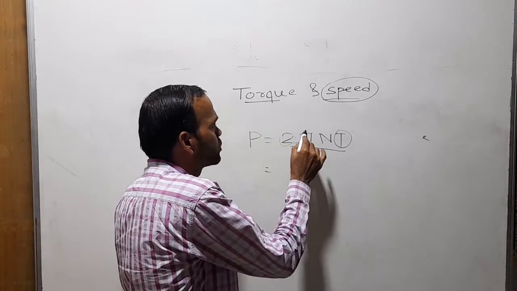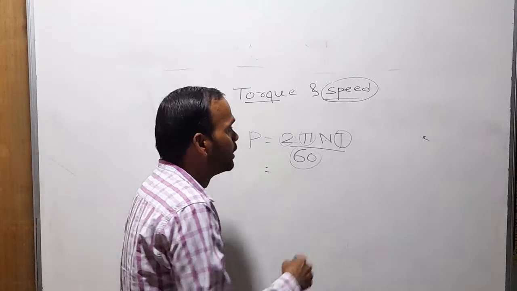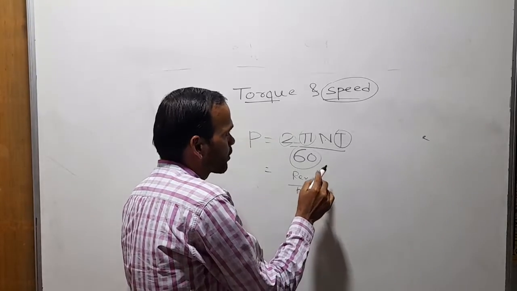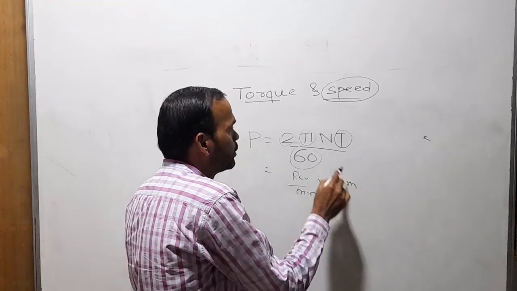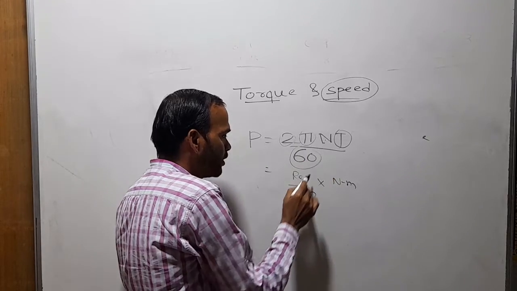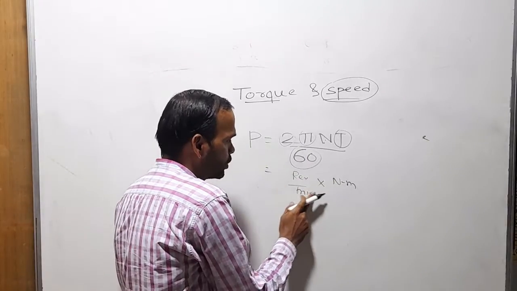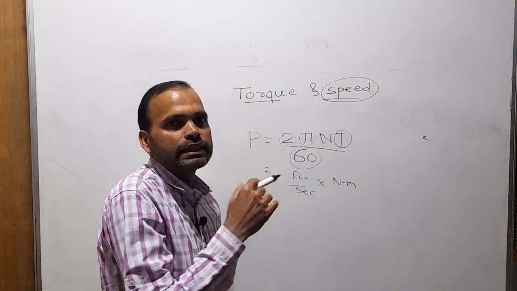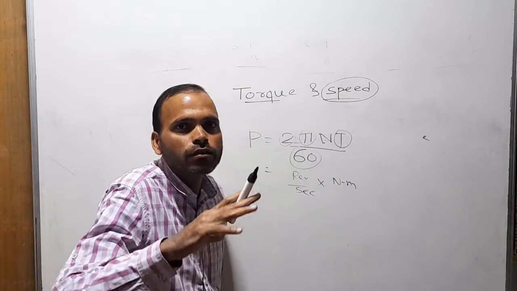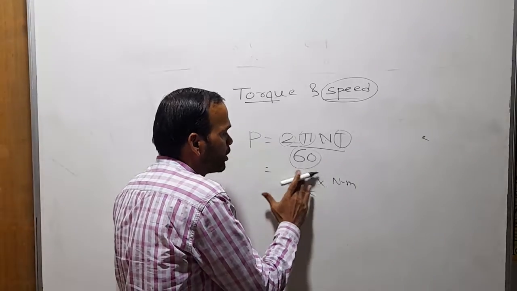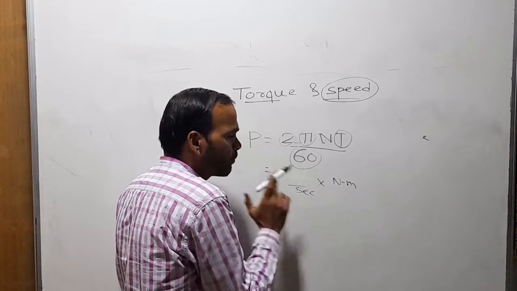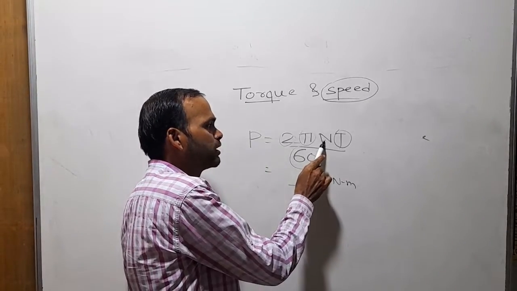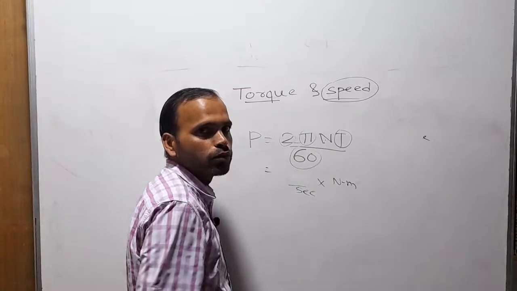For example, 2 is a constant, pi is a constant, and 60 is also a constant. If I write the unit of revolution per minute, then torque T is in Newton meter. To convert this speed into seconds, we divide by 60, so it is converted into revolution per second. There is no such unit as revolution, it is a phenomenon, so it does not have any meaning in the unit. So, what is the unit? It is Newton meter per second for power, when divided by 60. This division by 60 is for converting the speed from RPM into revolutions per second.